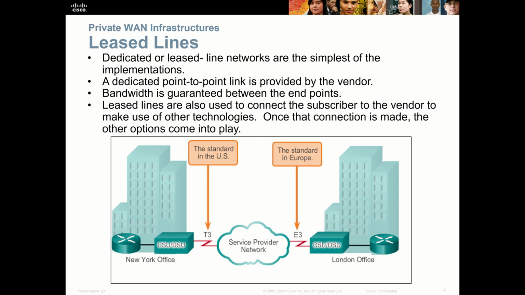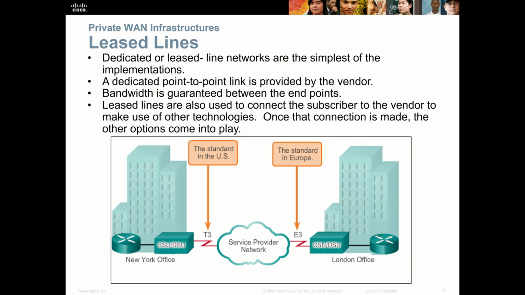What happens here is the organization or the customer will lease a dedicated point-to-point link. And when you lease the whole communication line, bandwidth is guaranteed between the endpoints. The leased lines are used to connect, for example, the subscriber to the vendor to make use of other technologies. Once that connection is made, other options come into play.